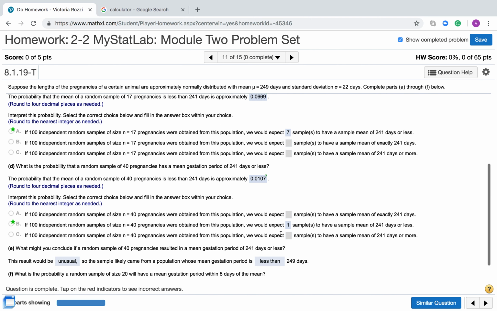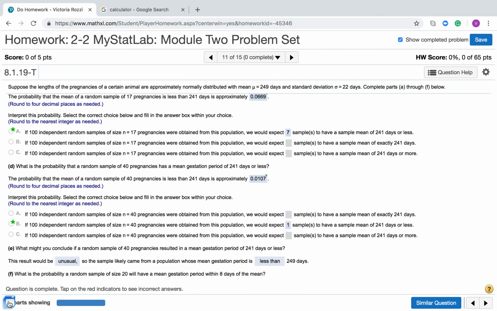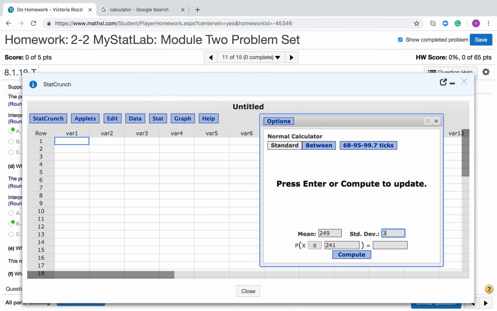Okay, moving on to part D. What is the probability that a random sample of 40 pregnancies has a mean gestation period of 241 days or less? So you're going to go through the same thing here where we have to go ahead and talk about the sampling distribution. But now they're doing 40 pregnancies, right? So we're going to go back to our calculator, and I'm going to take 22, and we're going to divide by the square root of 40. Okay, now that's going to get us a new standard deviation of 3.4785 if I round to 4 decimal places. So 3.4785.